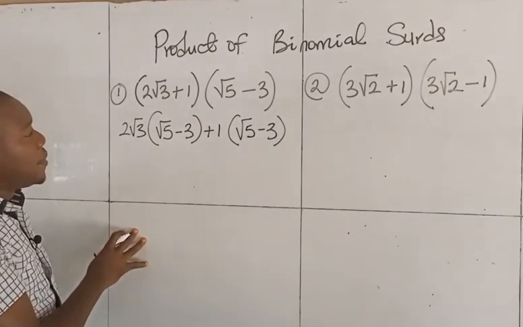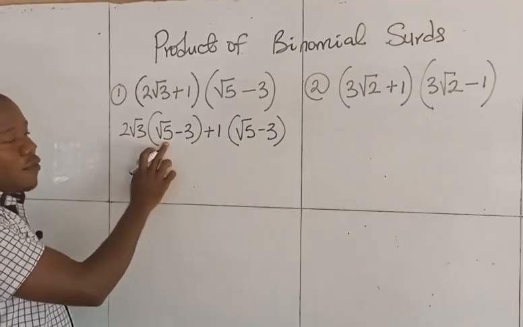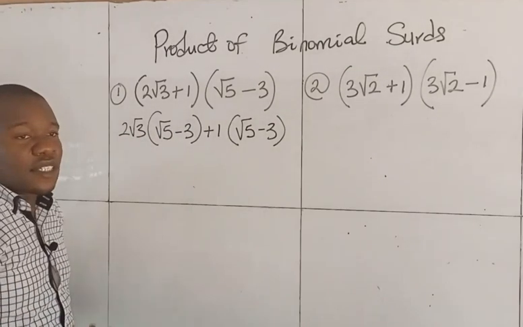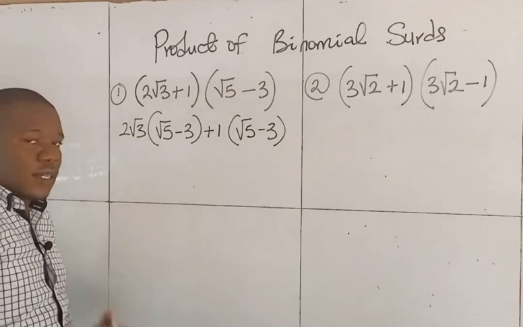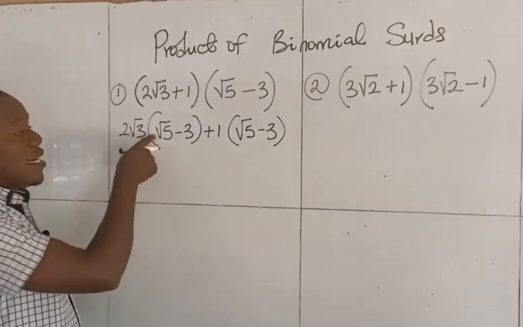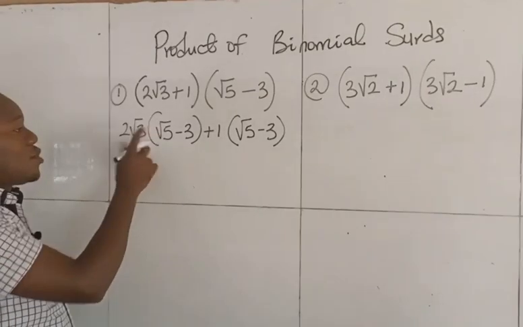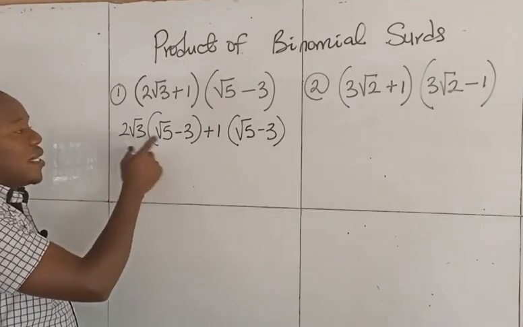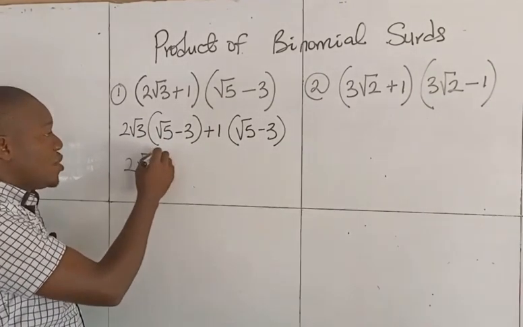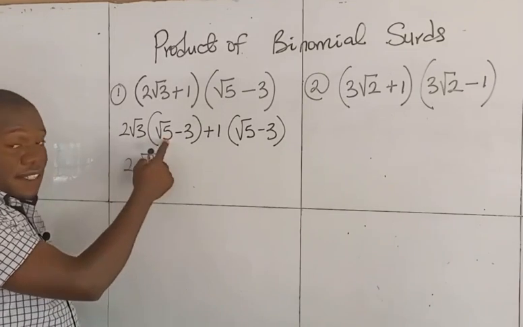When we open up 2 root 3 times root 5, when you want to multiply this kind of expression, the number multiplies the number, the surd multiplies the surd. So the number here is 1, that's the coefficient. 2 times 1 will give me 2. Root 3 times root 5 will give me root 15. 3 times 5 is 15.